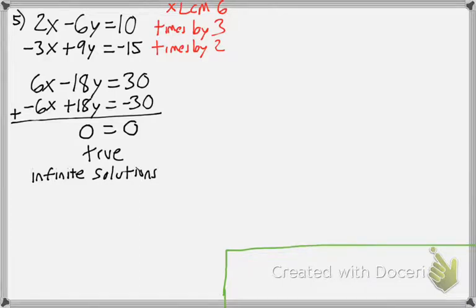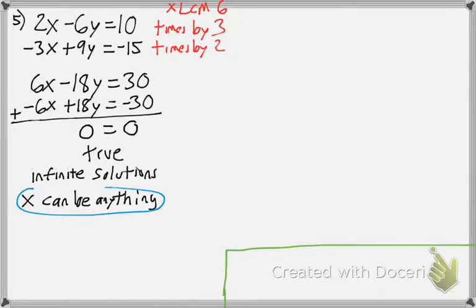Now in the directions it says, if the system has infinitely many solutions, express the answer in ordered pair notation, which means that we have more work to do. So first of all, our first step is going to be, I'm going to let x be anything. So x can be anything. So this is what I'm doing with my x.